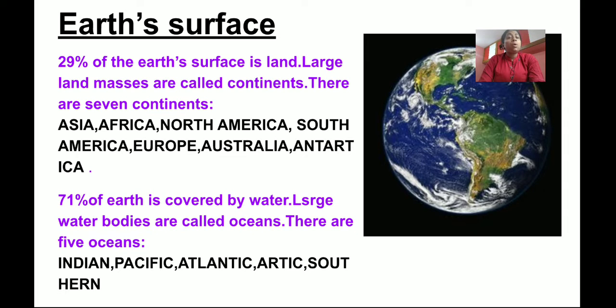Now, 71% of the earth is covered by water. The large portion of the globe is covered by water. Large water bodies are called oceans, and there are 5 oceans: Indian Ocean, Pacific Ocean, Atlantic Ocean, Arctic Ocean, Southern Ocean.